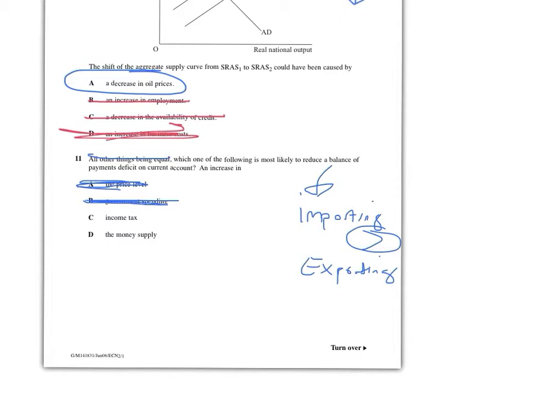Right, an increase in income tax? That just means people are going to be buying less stuff. Here we go. So if there's an increase in income tax, what do people have? They've got less money. If they've got less money, what might they not buy? They might not buy imports. So that is the right answer, right? If there's an increase in the money supply, everyone will have more money. So what will they buy? They might buy imports.